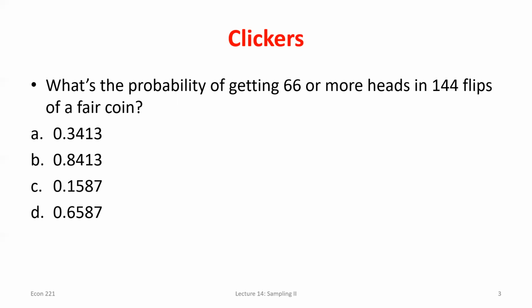If I want the probability of getting 66 out of 144 or more, what sample proportion am I interested in? Sometimes we're not directly given our sample proportion, we have to calculate it. If I know I want 66 out of 144, just dividing 66 by 144, that's going to be the sample proportion I'm interested in.